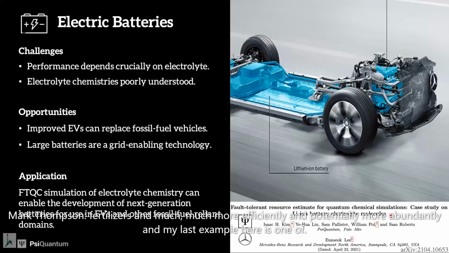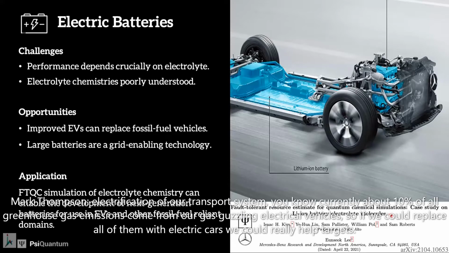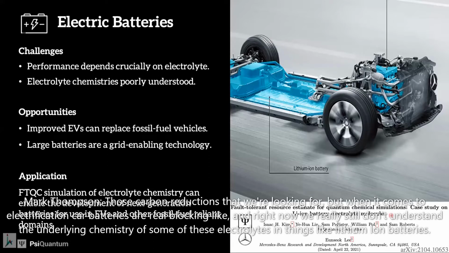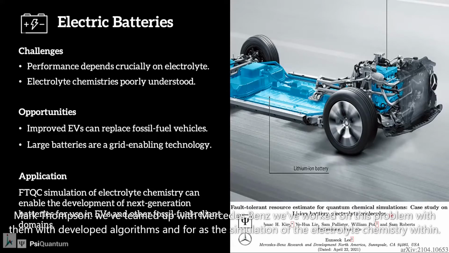And my last example here is one of electrification of our transport system. Currently about 10% of all greenhouse gas emissions come from our gas guzzling vehicles. So if we could replace all of them with electric cars, we could really help target those carbon reductions that we're looking for. But when it comes to electrification, car batteries are a real bottleneck. And right now, we really still don't understand the underlying chemistry of some of these electrolytes in things like lithium-ion batteries. We've teamed up with Mercedes-Benz. We've worked on this problem with them.